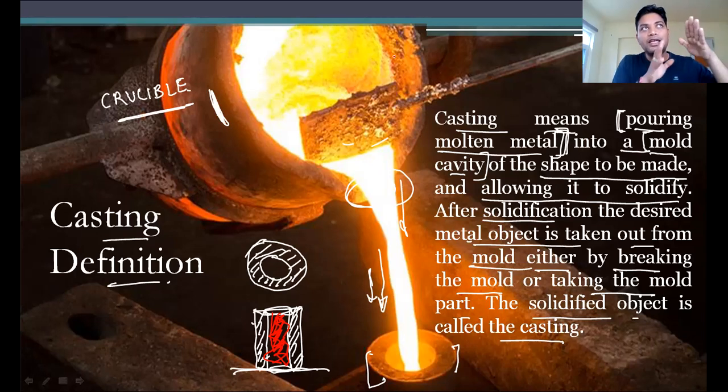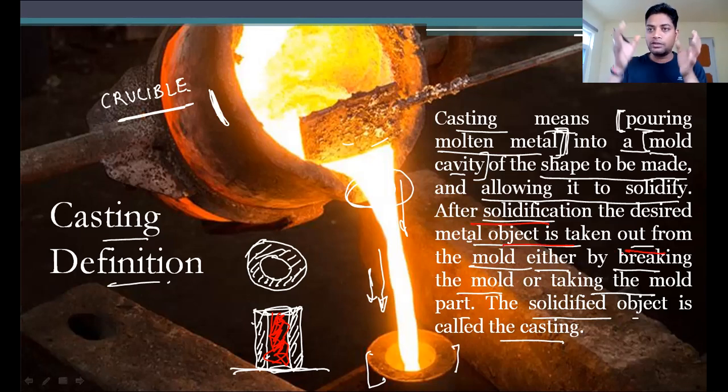After some time it solidifies, meaning the liquid metal converts into the solid form, okay. This going from liquid to solid form we call solidification. In between there is some solidification range, where it becomes a semi solid, because the liquid is converting into solid, so no doubt it will be semi solid in some temperature range. After the solidification, the desired metal object can be taken out, but again it depends.